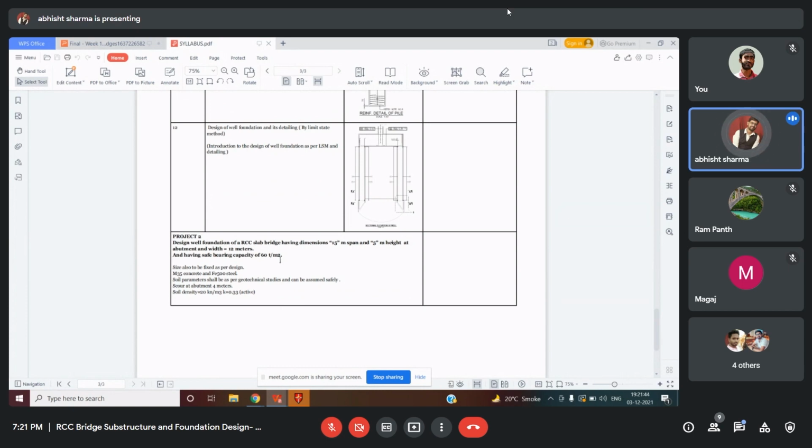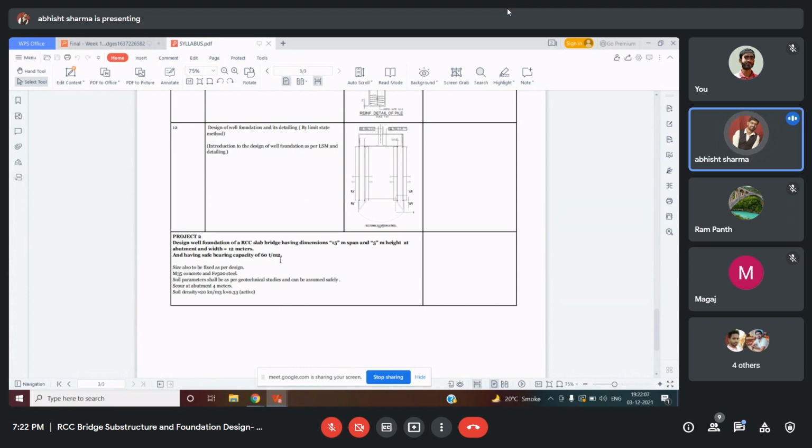So either, I mean, we will be giving one choice in this. Either you can design the well foundation, or you can go with the pile foundation as well. So it's on you. The choice will be yours. Whatever you want to design, you can do that. Or in case you want to attempt both questions, you can do that as well. I mean, there is no harm in attempting those, and then the detailing part as well.